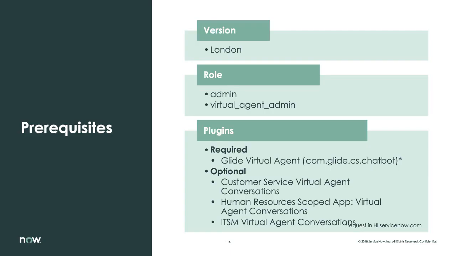To run Virtual Agent, again, you need to be running a London version of ServiceNow. We have London versions of ServiceNow available on the developer portal at developer.servicenow.com. To access Virtual Agent, you either need admin or Virtual Agent admin, and then there are a couple of plugins. Glide Virtual Agent is the main plugin that enables Virtual Agent technology. This can be requested under Manage Instance on your personal developer instance.